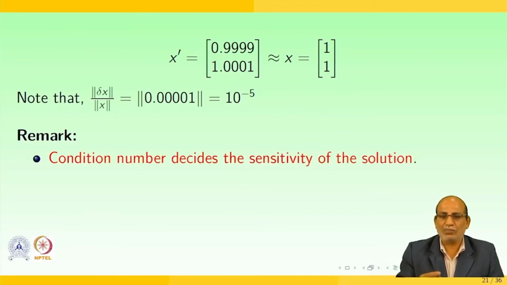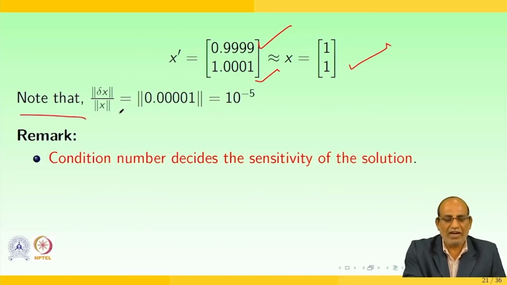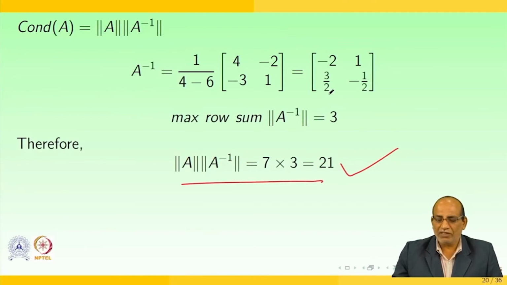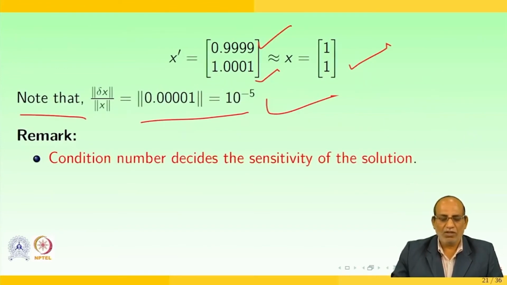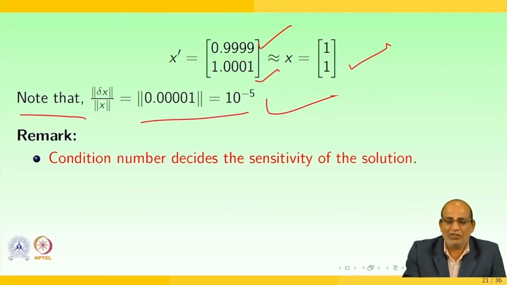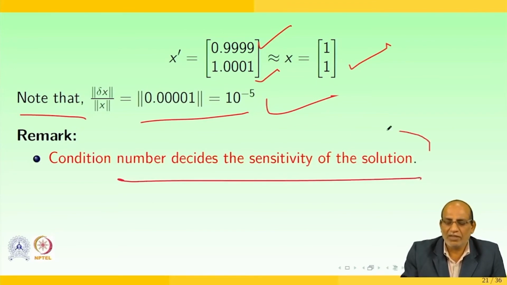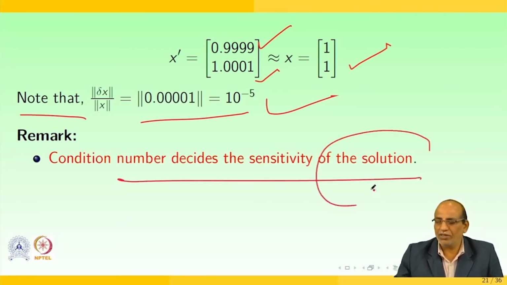Let us see x prime. So x prime is 0.9999, 1.0001. Okay, the true solution is 1, 1. So note that delta x upon norm of x will be equivalent to 10 power minus 5, which is very small. In the previous case also, which we calculated, it is 10 power minus 5. Well, now what is the remark over here? The condition number decides the sensitivity of the solution.